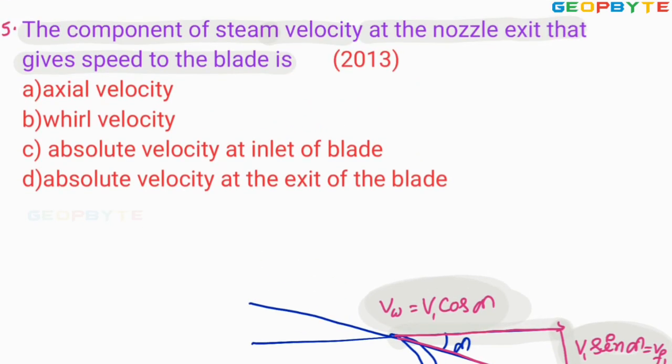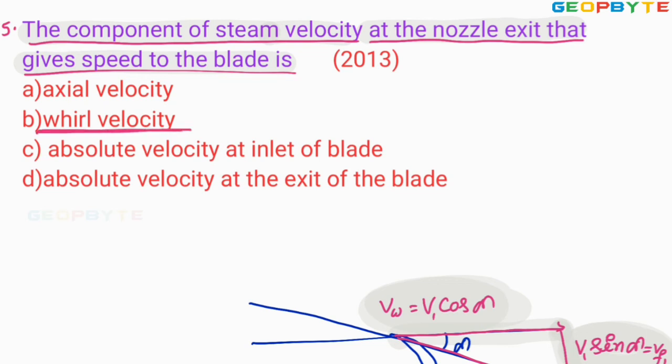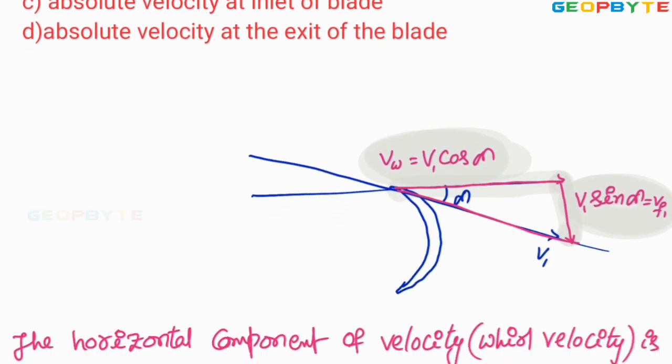Let me read the problem once again. The component of steam velocity at the nozzle exit that gives speed to the blade is axial velocity, no, whirl velocity. Horizontal component of velocity is also called whirl velocity. Whirl velocity is causing the driving of the turbine blade. Therefore, option B is absolutely correct. I hope you got my point. Let us take the next problem.